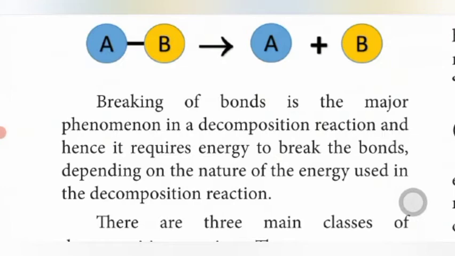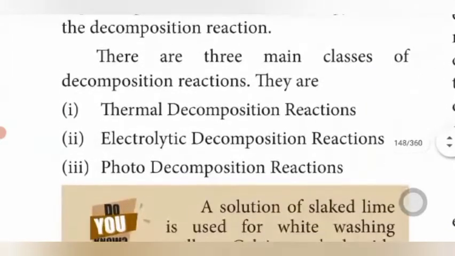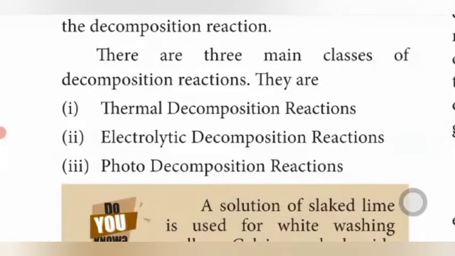Depending on the nature of energy used to break the bond in the decomposition reaction, decomposition reactions are classified into three main classes. What are the three main classes of decomposition reaction? One is thermal decomposition, second is electrolytic decomposition reaction, the third is photo decomposition reaction.